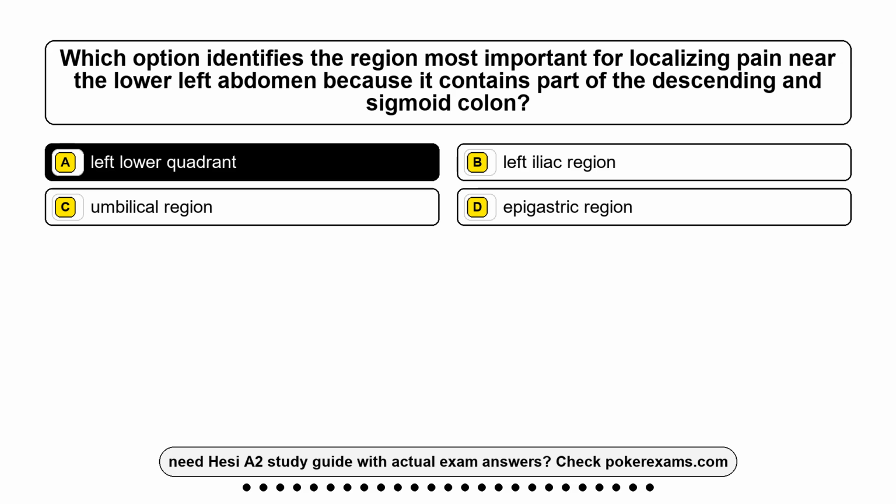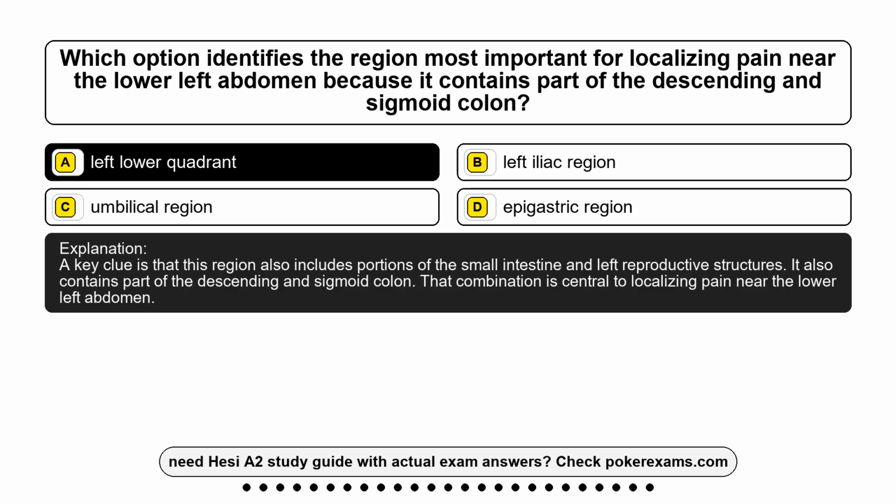The correct answer is option A, left lower quadrant. A key clue is that this region also includes portions of the small intestine and left reproductive structures. It also contains part of the descending and sigmoid colon. That combination is central to localizing pain near the lower left abdomen.